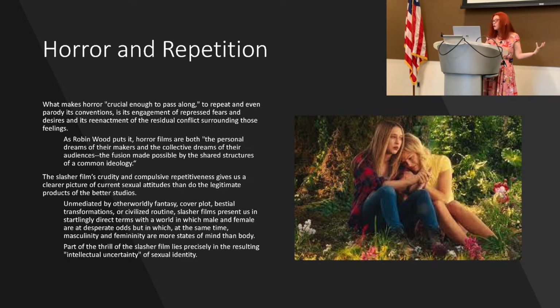So, the slasher film, unmediated by any other worldly fantasy, cover plot, bestial transformation, or civilized routine, presents us in startlingly direct terms with a world in which male and female are at desperate odds, but in which at the same time, masculinity and femininity are more states of mind than body. So they're kind of ahead of their time in a lot of ways as far as how they think about gender. And part of the thrill of the slasher film lies precisely in the resulting intellectual uncertainty of sexual identity.